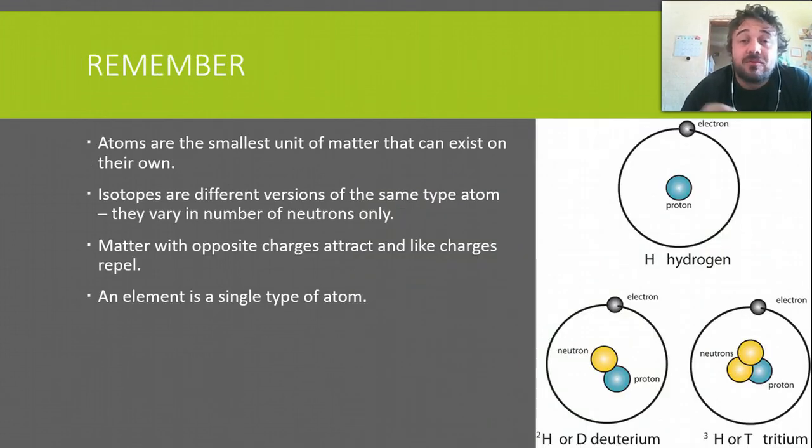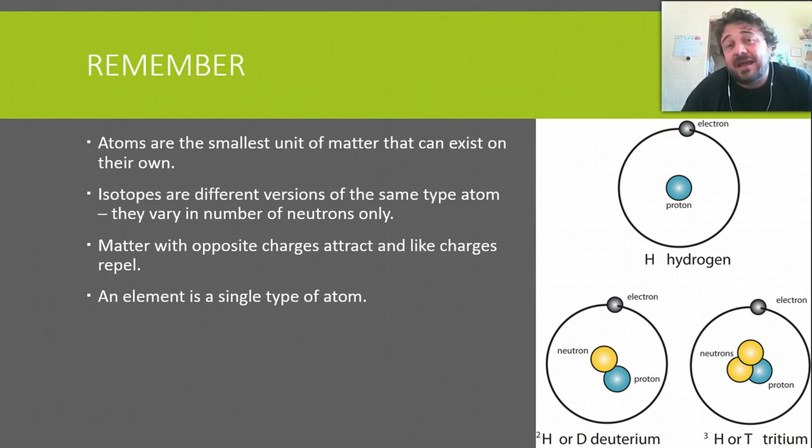Now, remember, so this is the stuff that we should know from previous lessons. An element is a single type of atom. Atoms are the smallest unit of matter that can exist on their own. Okay, so oxygen has just oxygen atoms, but that can be broken down into single atoms, and oxygen tends to exist as two atoms joined together. Isotopes, they have different numbers of neutrons, but they're basically the same atom.